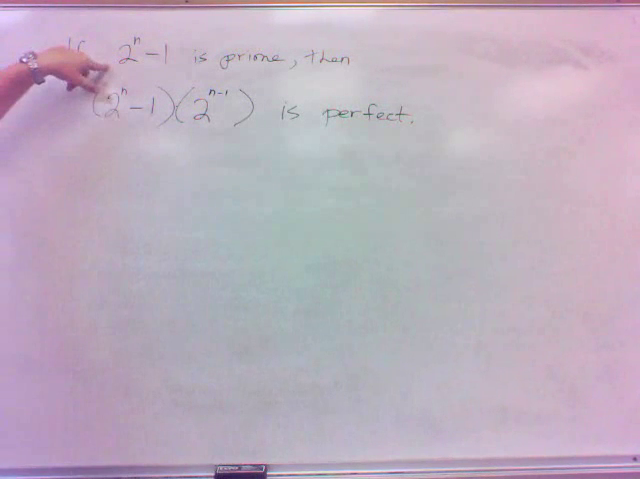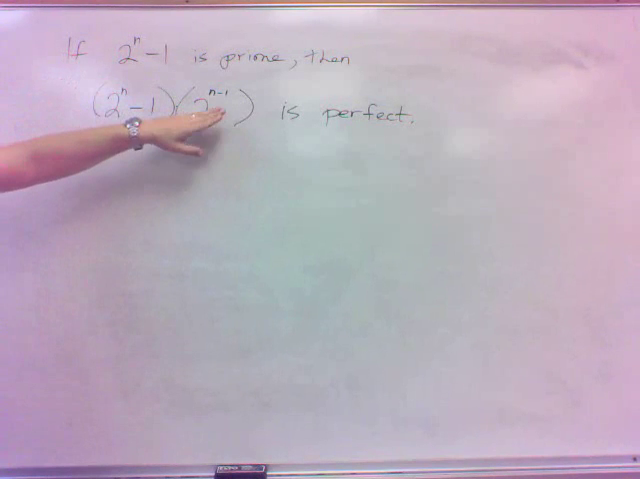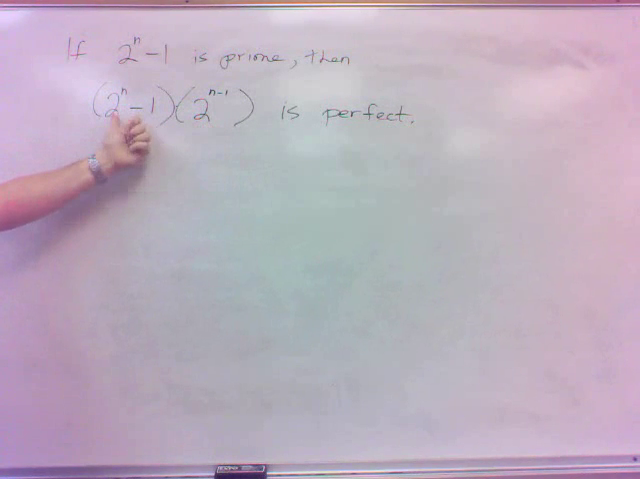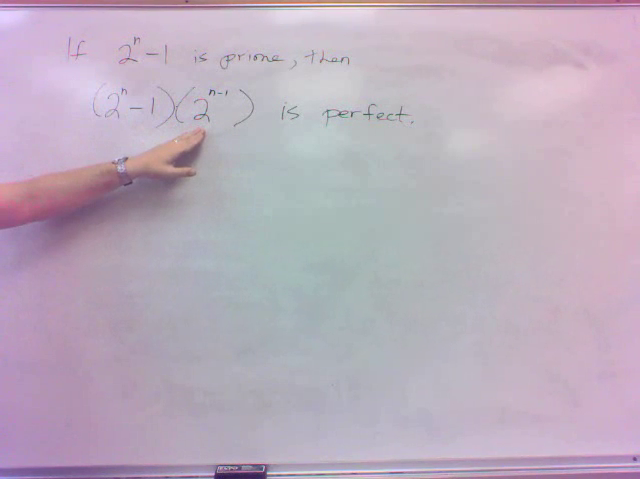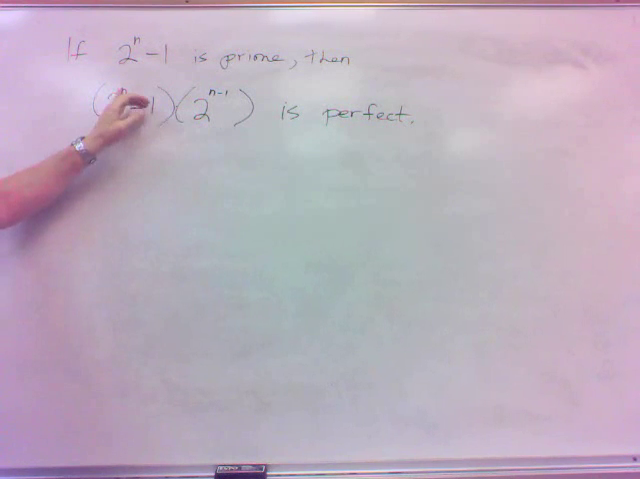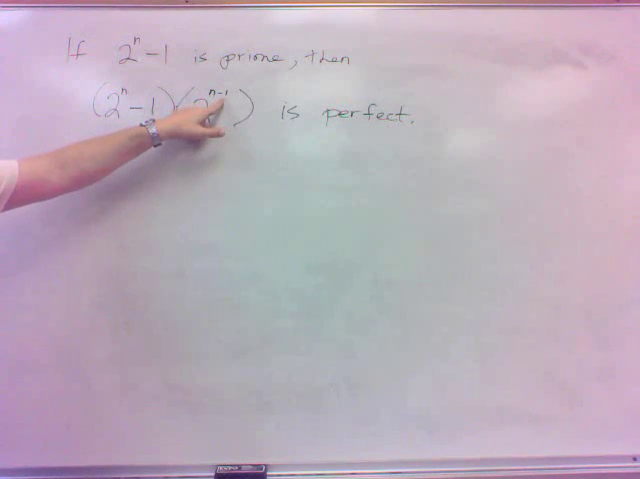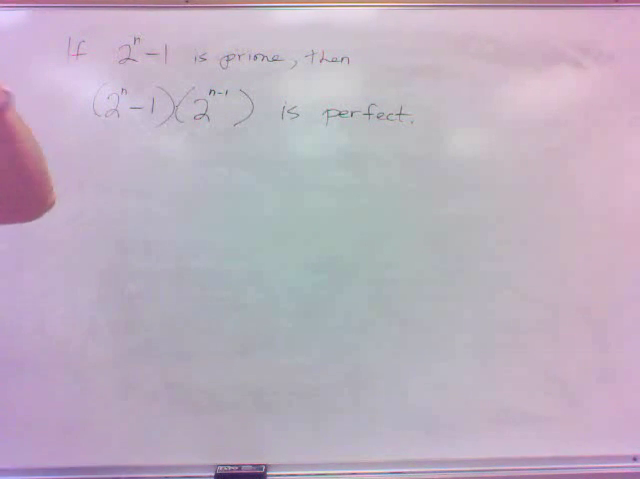2 to the n minus 1, that's prime. Then 2 to the n minus 1 times, now, what's the difference between this number and this number, the one in the parentheses to the left and the one in the parentheses to the right? The difference is when I subtract the 1, right? Here I do 2 to the n, then I subtract 1. Here I subtract 1, and then I do 2 to that power. You see?